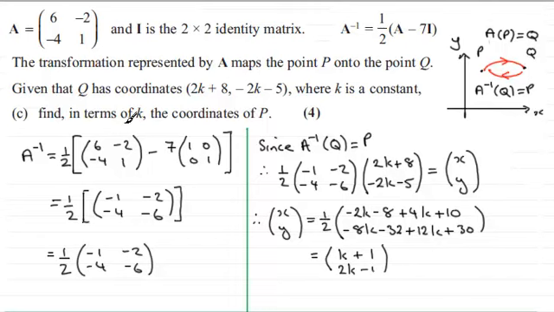Okay, so we're asked to give the coordinates of P, so writing this as coordinates, we've got P then is k plus 1 for its x coordinate, and the y coordinate is 2k minus 1.